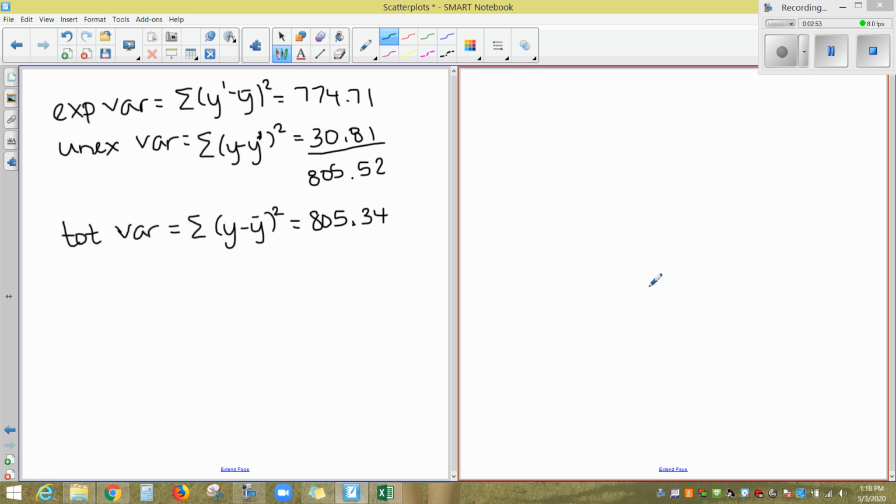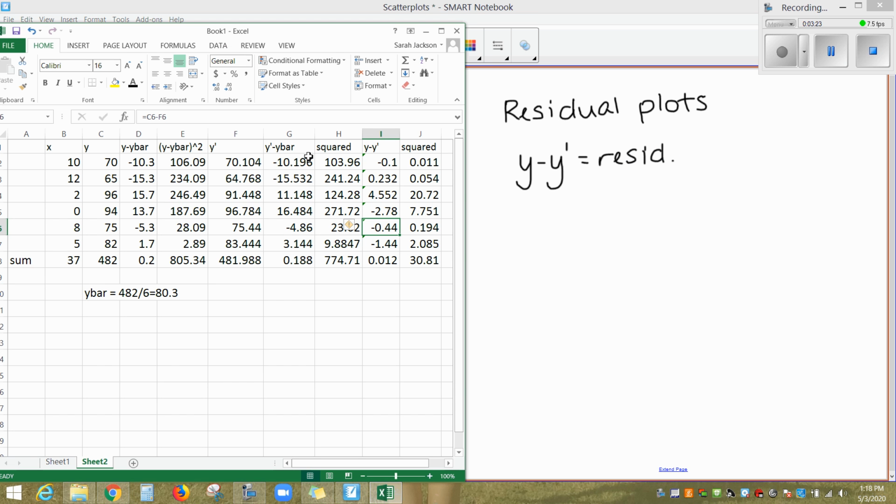So then the next topic that we're going to talk about is, I just lost my page. We're going to talk about residual plots. The residual is the difference between Y and Y prime. Okay, that's the residual. If we look at our spreadsheet over here, the difference between Y and Y prime, this column right here, in theory it should add up to be 0.